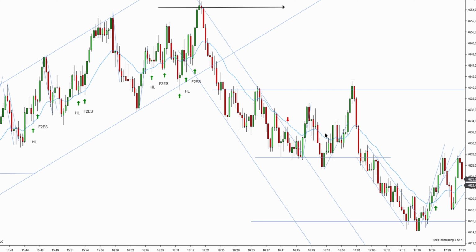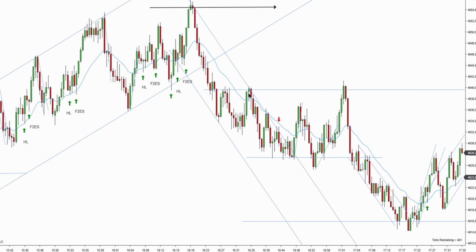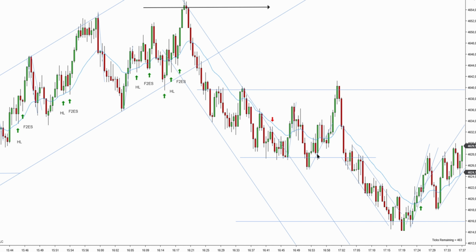Okay? And this is where we start to be a little bit complicated. You're starting to go sideways. You have first entry short, second entry short failure. You're exactly in the middle of the range.